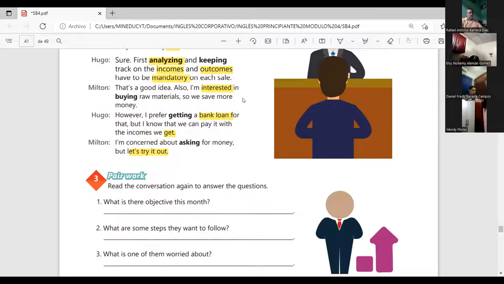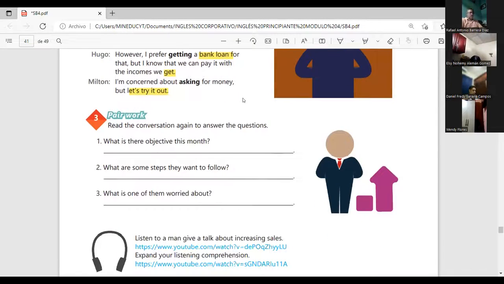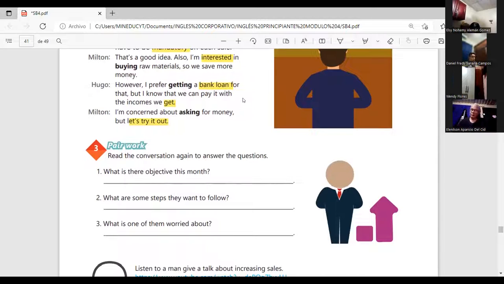What is another step for Hugo? Hugo mentions another step. Getting a bank loan. Getting a bank loan, that's right. Conseguir un préstamo con un banco. Getting a bank loan, right, very good. The last question, okay, let's listen to Elenilson. Elenilson, what is one of them, I mean, Hugo, either Hugo or Milton, right? Worried about?